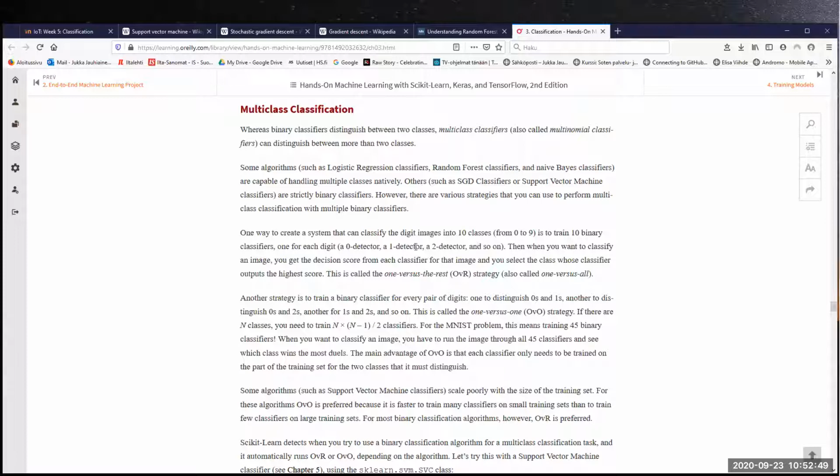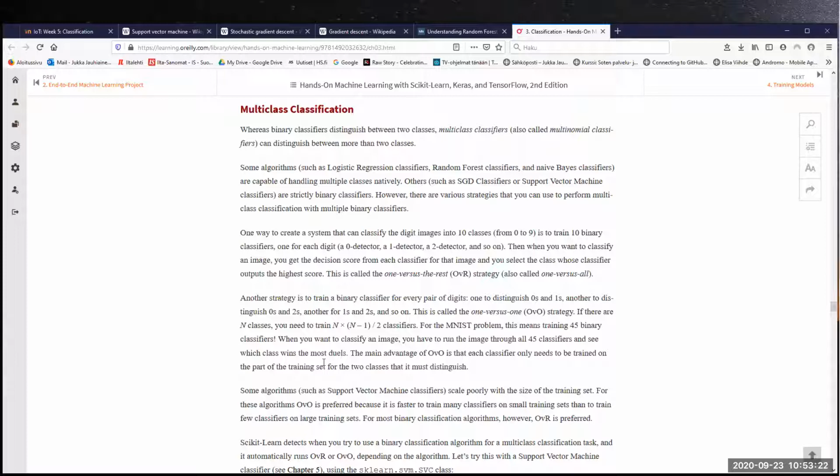One way to classify this system is to make 10 classes and train 10 binary classifiers, one for each digit. So one classifier detects zeros, one classifier detects ones, and so on. And this is called one versus the rest, OVR, or one versus all strategy.